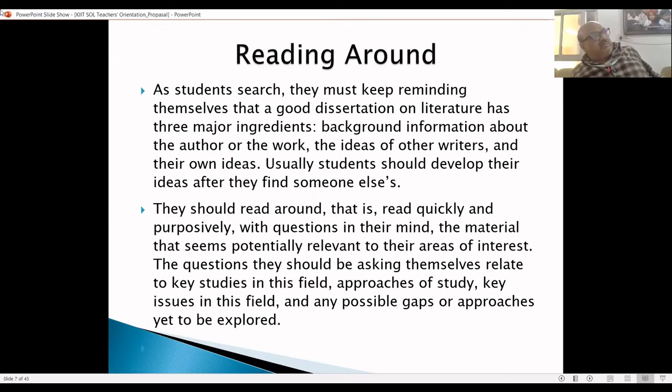And as they are reading with a bias, or with a purpose, whatever you call it, purpose or bias. And what is that bias or that purpose? It is the idea which is still lurking in the student's mind. He reads the material from that perspective, and as he reads, he or she should have certain questions in mind, and these questions relate to key studies in the field. What are the key studies on the topic on which I am researching? What are the approaches of study to this area? What are the key issues in this field? What are any possible gaps or approaches yet to be explored? So when the student does preliminary reading, a student should have these things in mind.